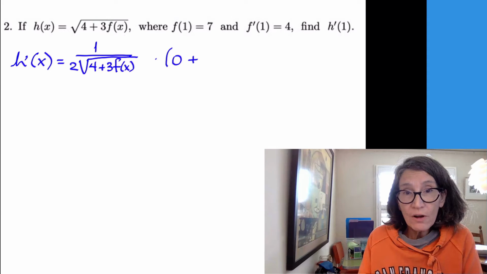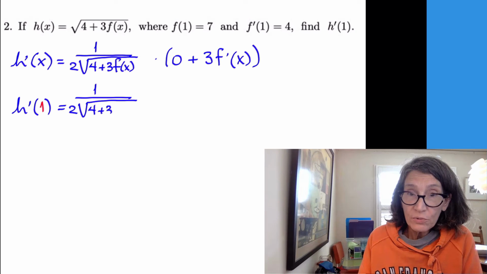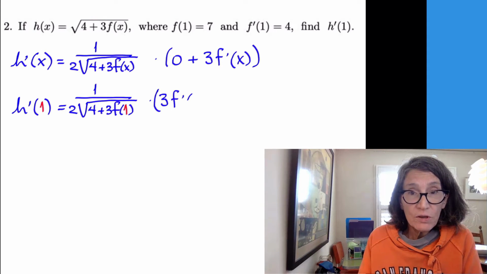But then we multiply that by the derivative of the inside. So the derivative of 4 is 0, and then the derivative of 3 times f of x is just 3 times f prime of x. So that's the chain rule. Now, if we want to find h prime of 1, we have to plug in 1 for all the x's. So h prime of 1 is 1 over 2 times the square root of 4 plus 3 times f of 1 times 3 times f prime of 1.